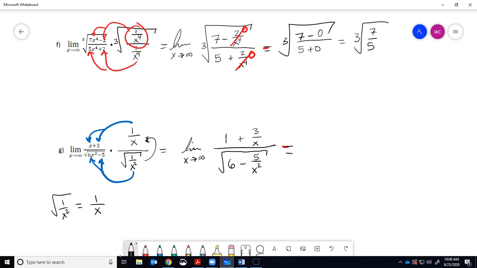So the answer is limit of 1. That's a constant, so that's 1. The limit of 3 over infinity, that goes to 0. 5 over x squared also goes to 0. So we end up with 1 over the square root of 6, don't forget that square root.